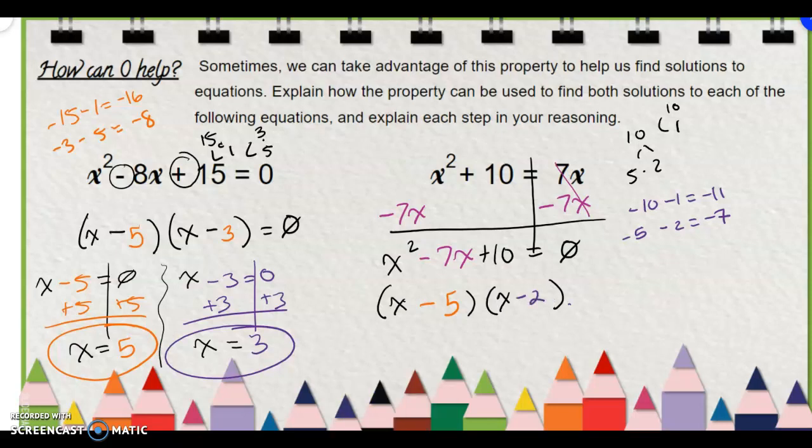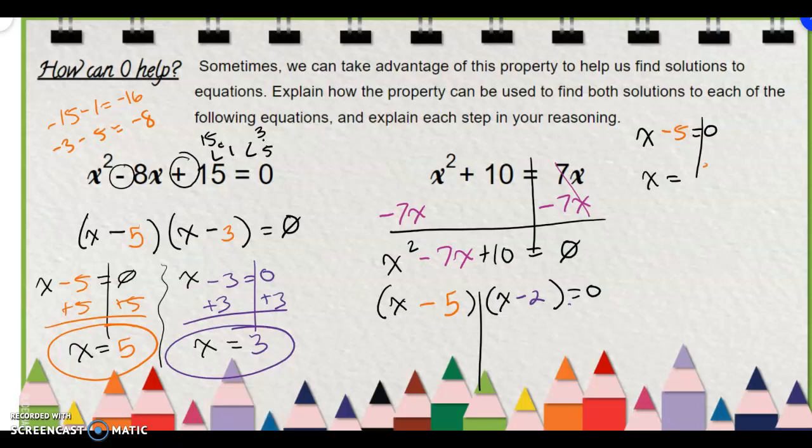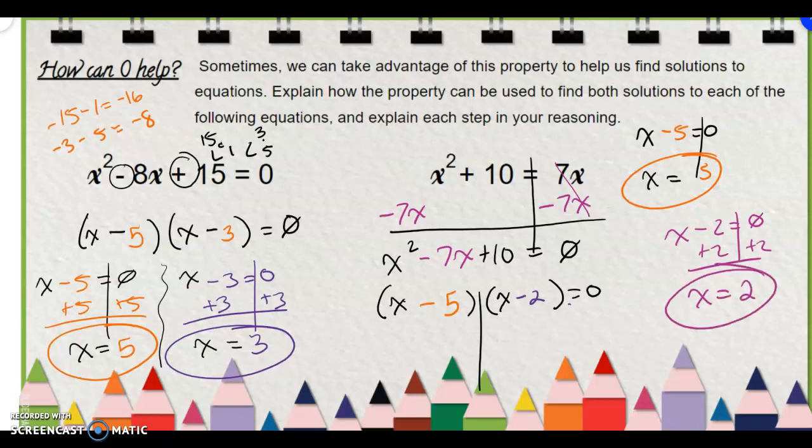Again, set them both equal to 0. What I can see is I have x minus 5 is equal to 0, because remember we want to set both of these equal to 0 to see what my factors can be. So I would get a positive 5 for this problem, and if I solved the other, x minus 2, I know it would be a positive 2. So this option has positive 5 and positive 2.